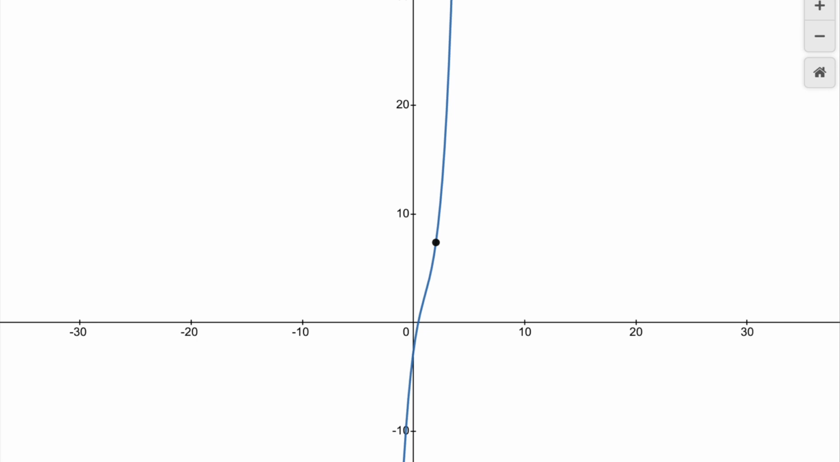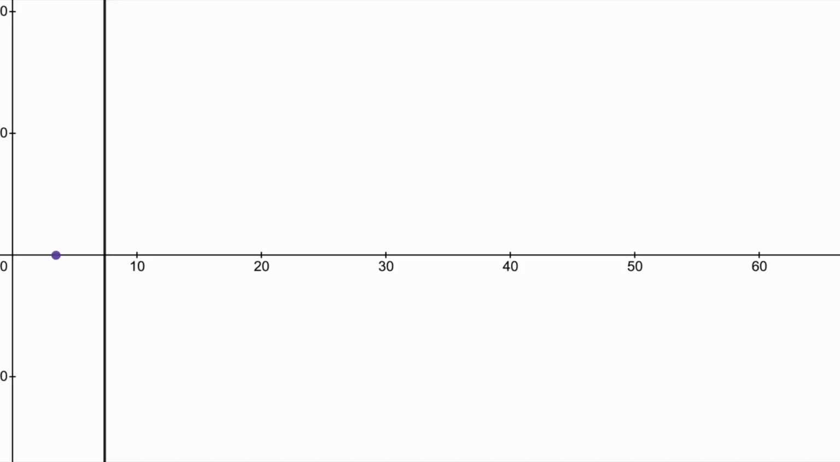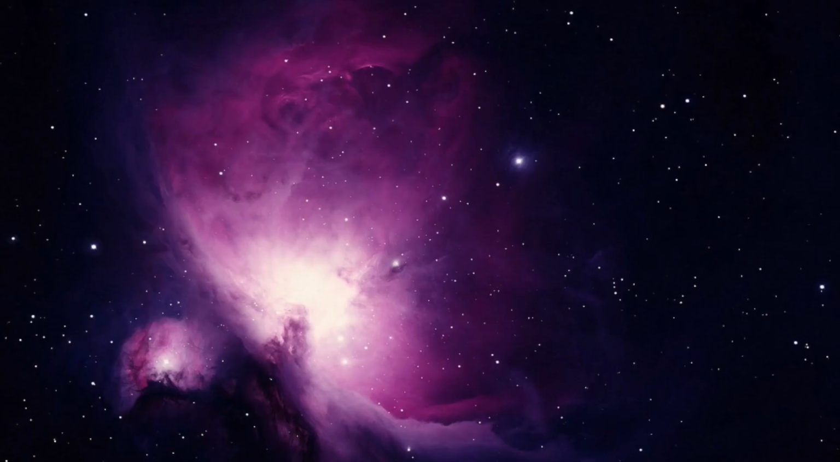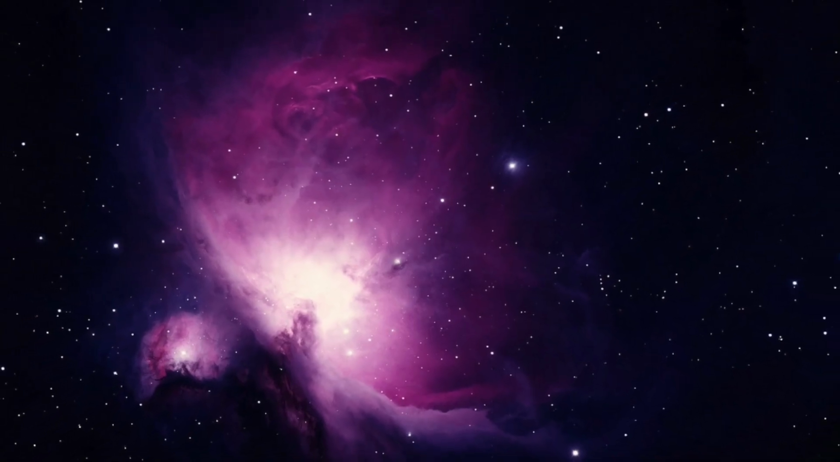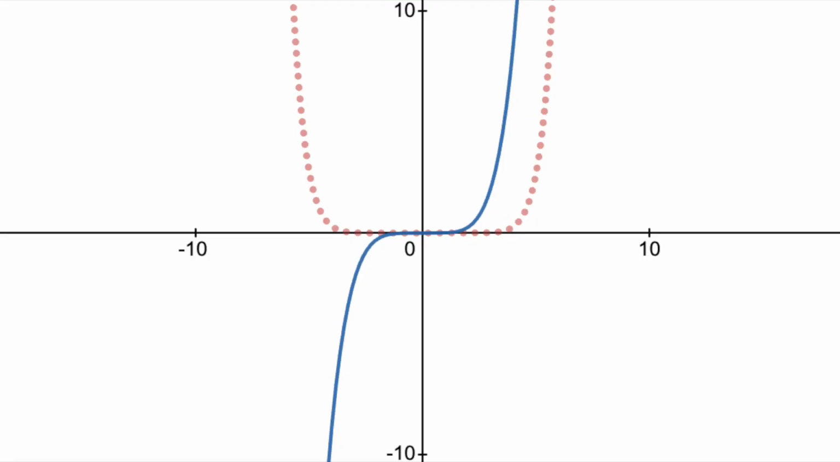Anyway, here's a function that is discontinuous in the fourth derivative, and here it is zoomed out. Here's the motion of a particle that has discontinuous snap. I'll probably go through the rest of the derivatives pretty quick, but don't worry, I have a surprise for you at the end. The fifth derivative of x to the 10th over 10 factorial is x to the 5th over 5 factorial.